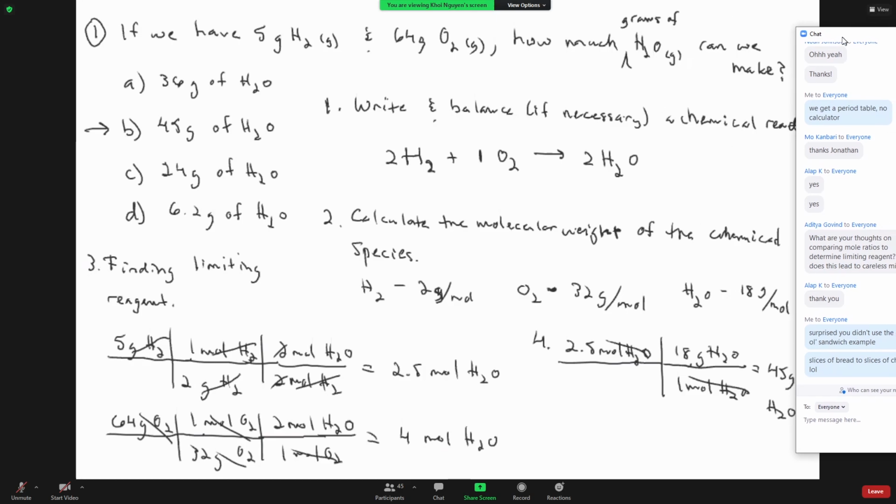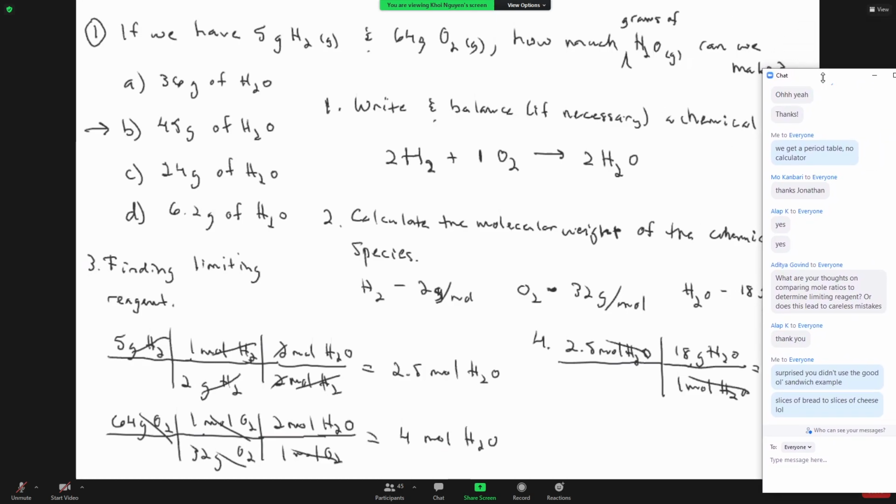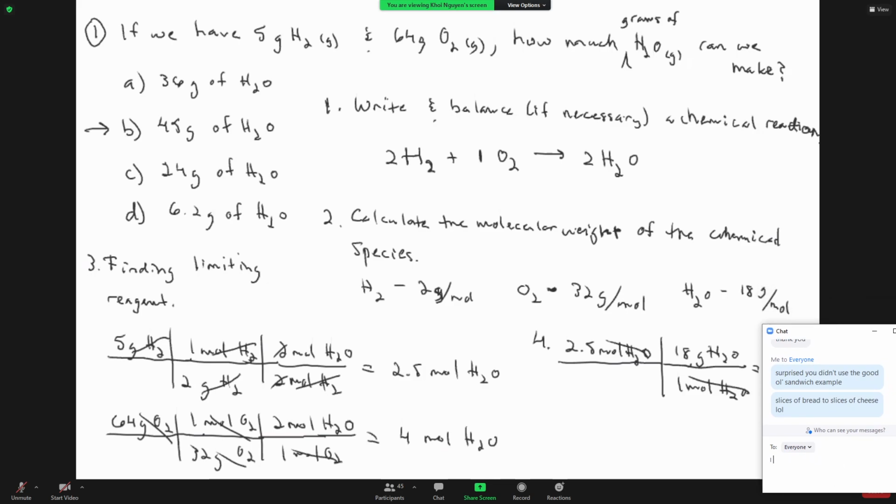I like building a bike. I'm an engineer, Jonathan. I guess I am a fat guy. So yeah, I'm surprised I didn't use the sandwiches example either.